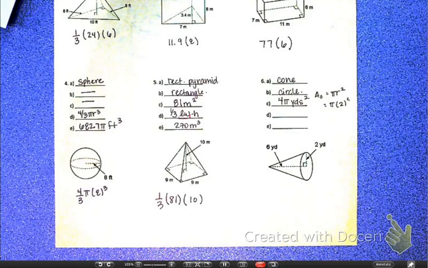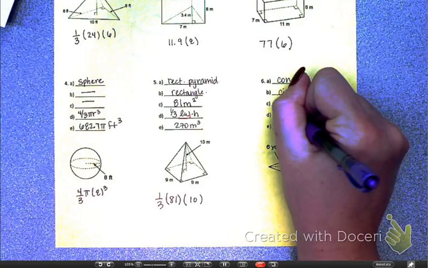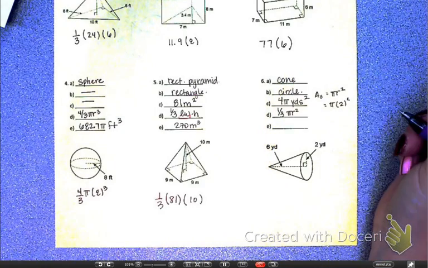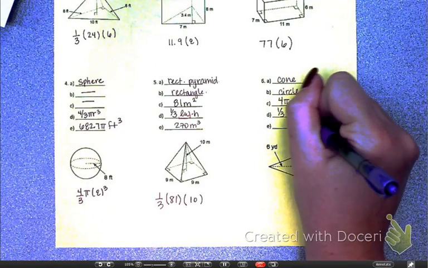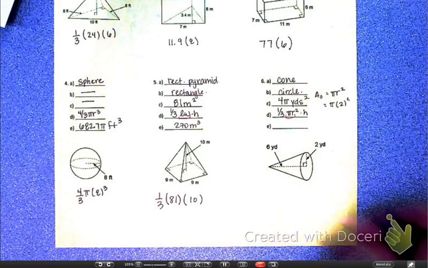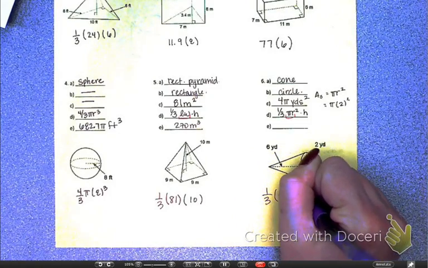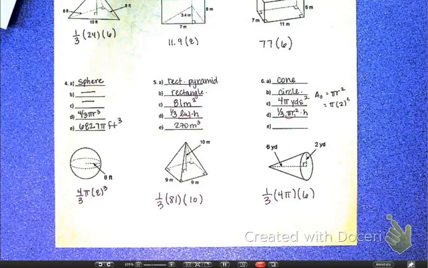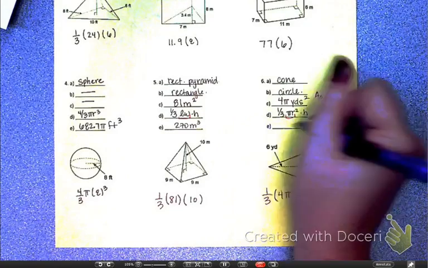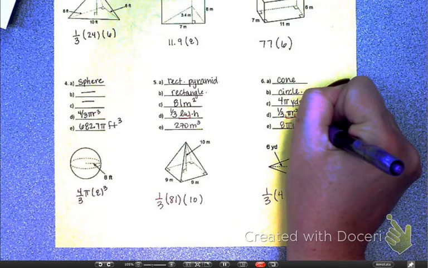If I want the formula for volume, it's 1/3 because it comes to a point, pi r squared because of the circle, times the height of the whole thing. And again, you already know pi r squared, so 1/3 times 4 pi times the height of the whole thing, which is 6. Your final answer is 8 pi yards cubed.